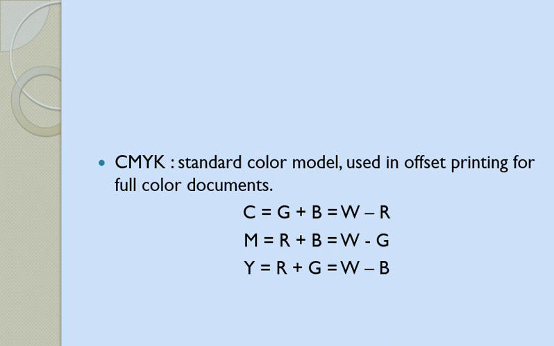In the CMYK color model we can express the effect pseudo-algebraically. Write RGB for red, green, and blue, CMY for cyan, magenta, yellow, and W for white, and using the plus sign to mean the additive mixing of light and the minus sign to mean the subtraction of light, we have: cyan is equal to green plus blue, which is equal to white minus red. Magenta is equal to red plus blue, which is equal to white minus green. And yellow is equal to red plus green, which is equal to white minus blue.